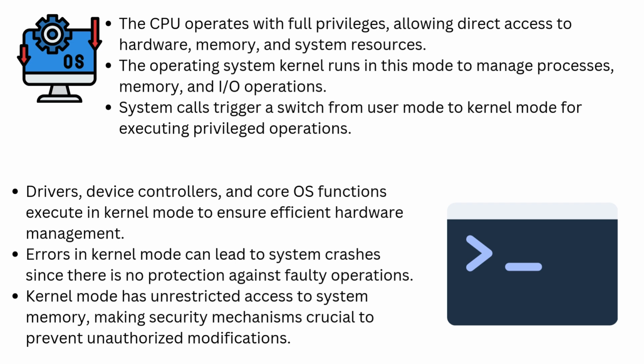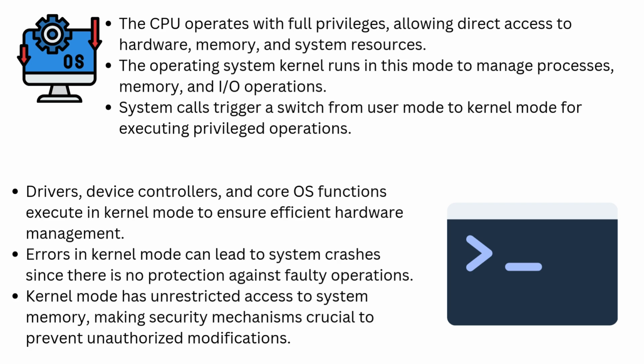And in kernel mode, we run the programs with unrestricted access. Here the program can directly interact with hardware and other resources, and drivers, device controllers, and core OS functions execute in kernel mode to ensure efficient hardware management. Errors in kernel mode can lead to system crashes since there is no protection against faulty operations. Kernel mode has unrestricted access to system memory, making security mechanisms crucial for preventing unauthorized modifications.